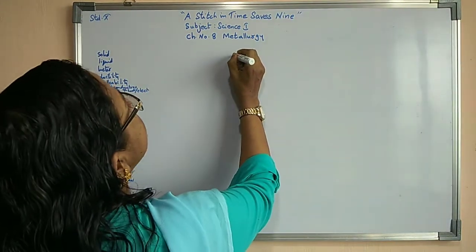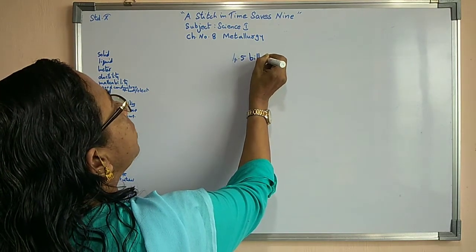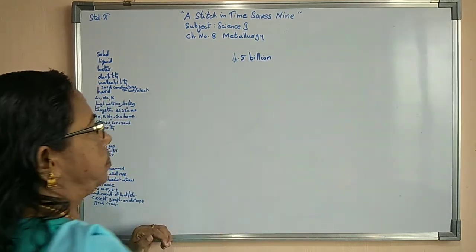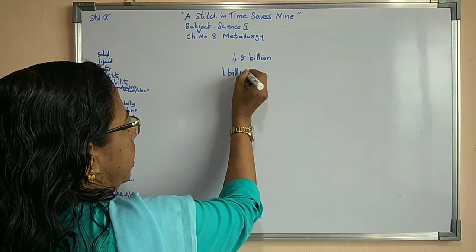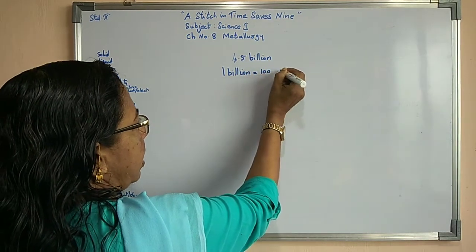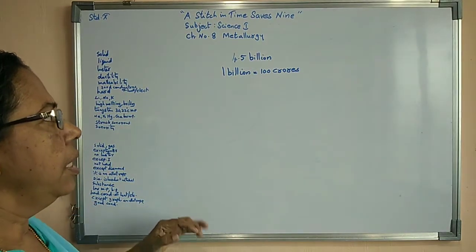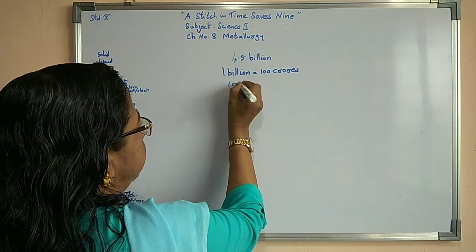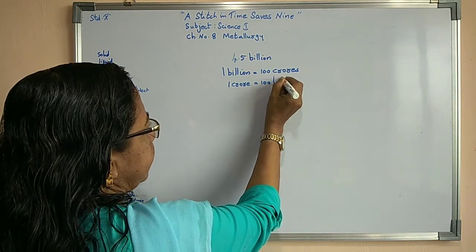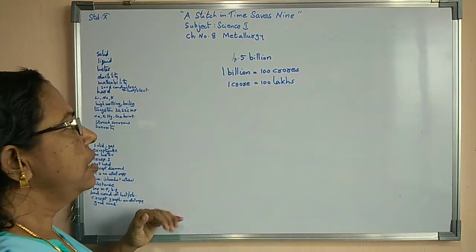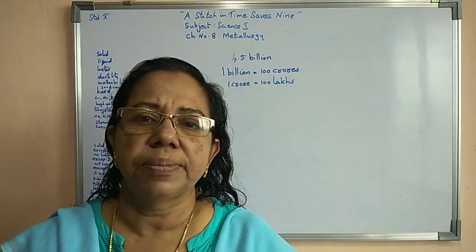So we can say that formation of Earth took place 4.5 billion years ago. Now 1 billion is equal to 100 crores. Now 1 crore is equal to 100 lakhs. Now you can imagine how many years ago Earth formed.